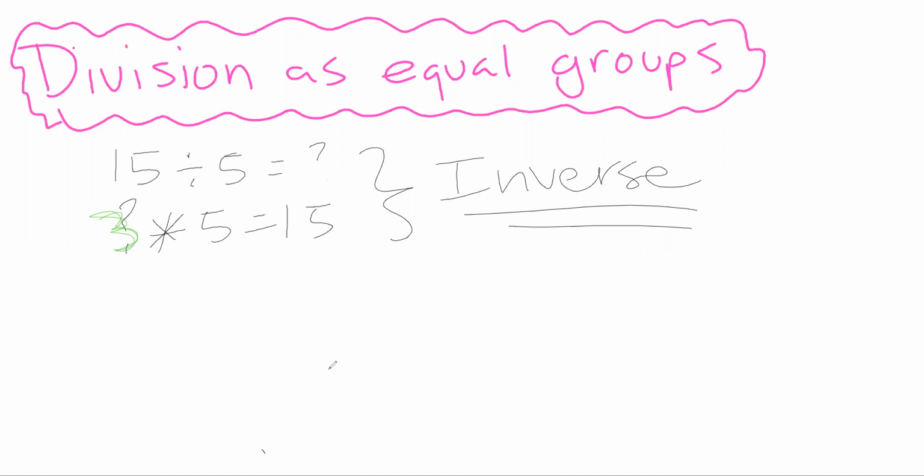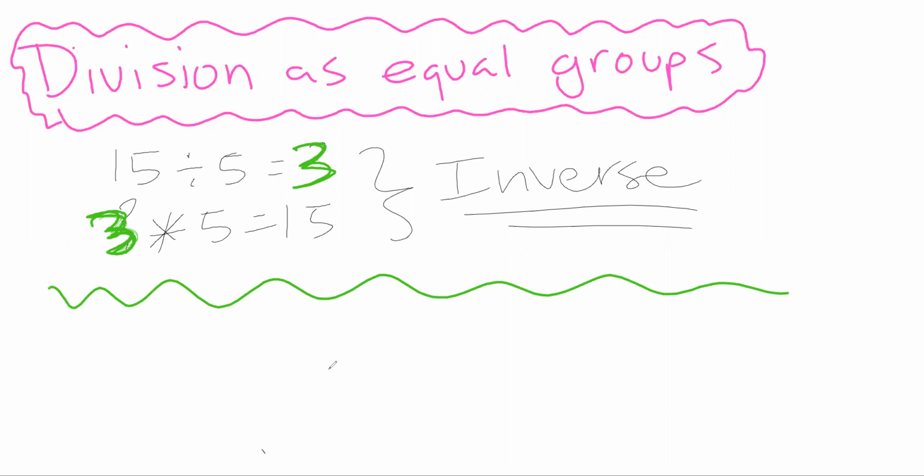let's get that thicker so you can see it. 3 times 5 is 15. Therefore, 15 divided by 5 is 3. So that's where we started using some of those facts, which is great. It's a great way to solve it.